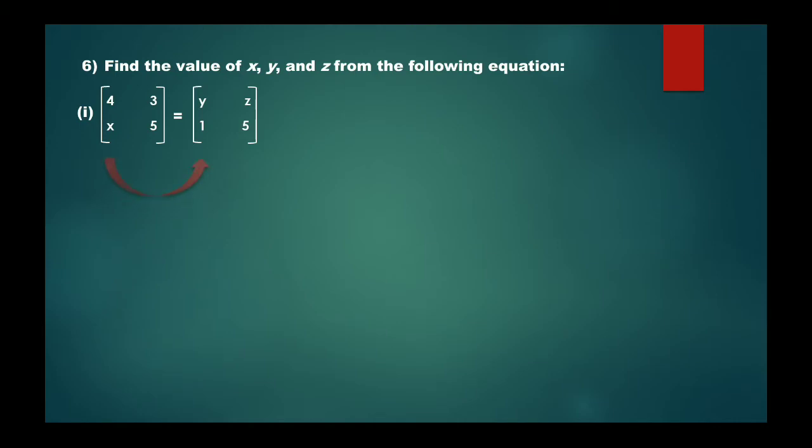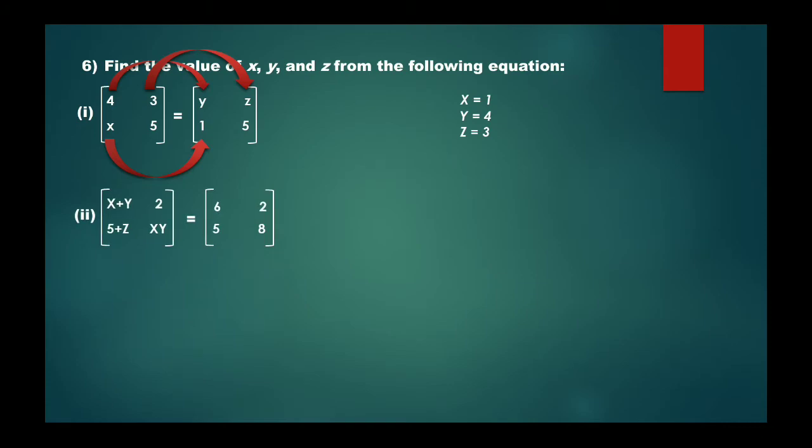First they have asked us to find the value of x, y and z. Now they're saying that these two matrices are equal, so obviously x should be equal to 1, then y should be equal to 4, then z should be equal to 3. So these are our values of x, y and z. Since these two matrices are equal, we can easily get the answer. So let's see the next question.